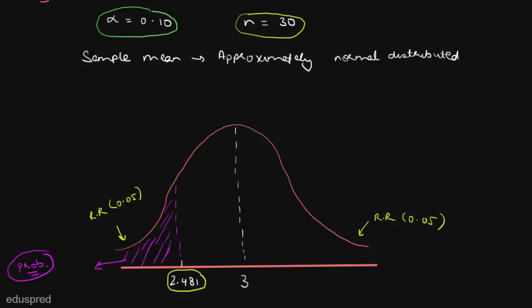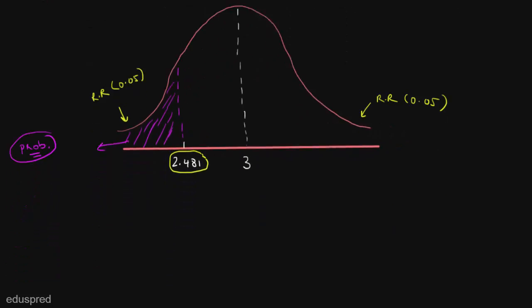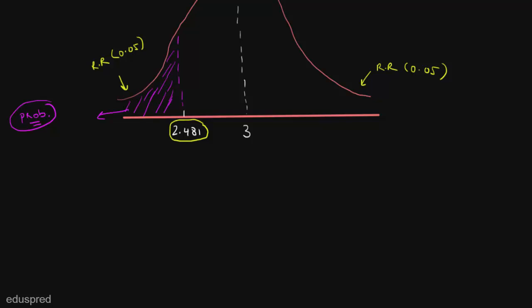So this is how it works in a two-tailed test. Now let's take it step by step. We have to find the probability of this shaded region. The question is how do we find the probability of this shaded region, whether we use the Z distribution or the T distribution.